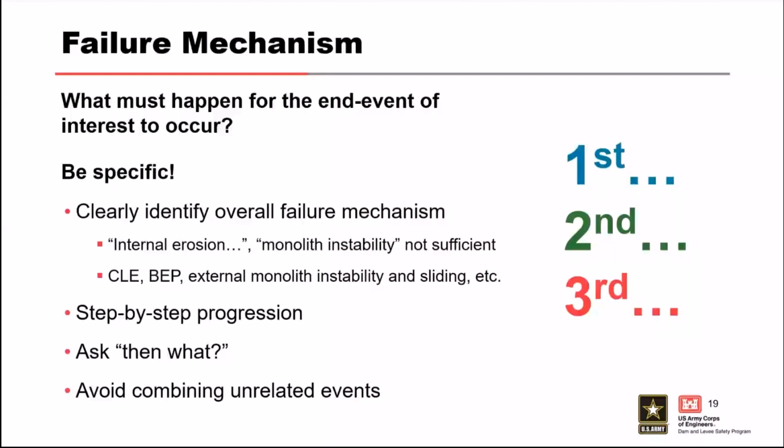With your overall failure mechanism identified, your next goal is to produce a step-by-step progression of events that must occur in order to lead to that end event of interest. This is perhaps the area that most leads to inadequate potential failure mode descriptions and event trees. The goal of the step-by-step progression, in a way, is to tell a story of how the structure will fail.